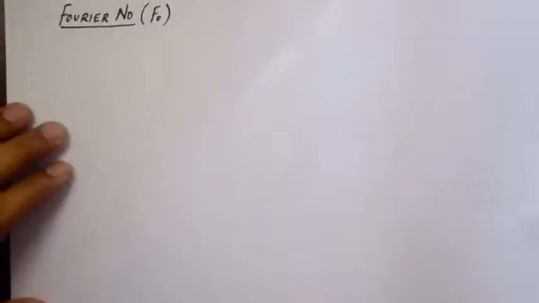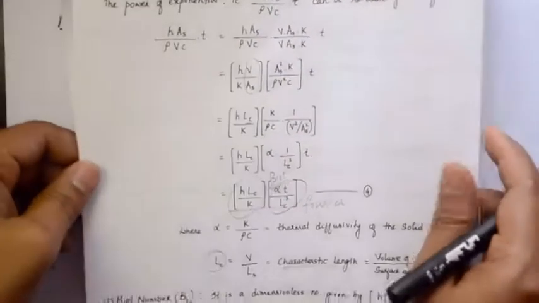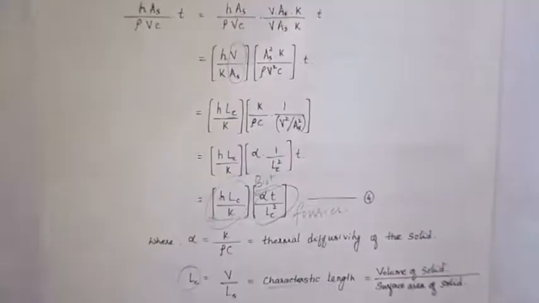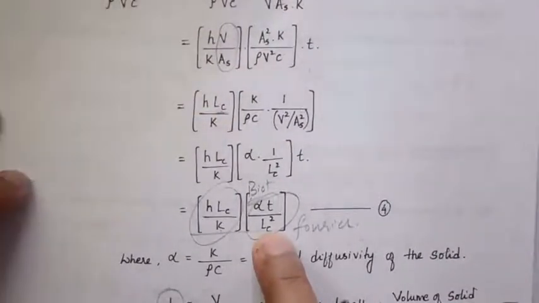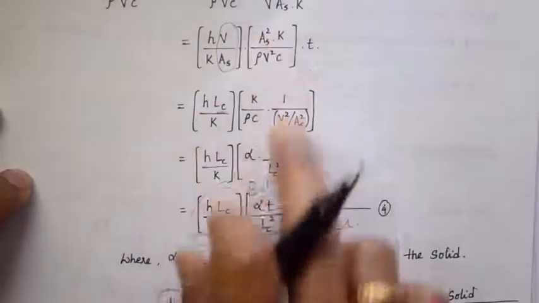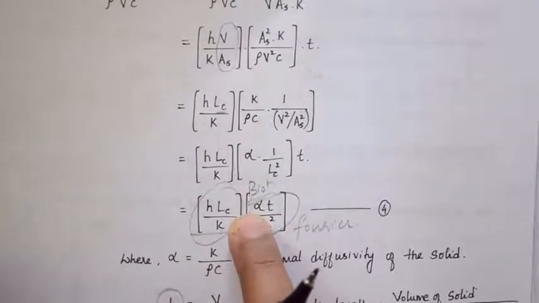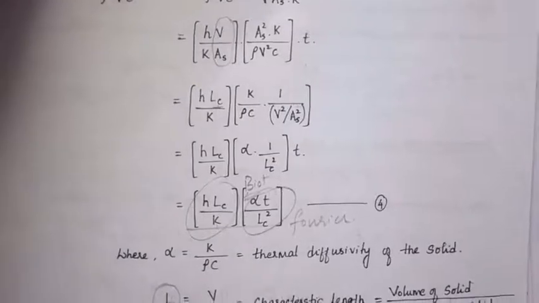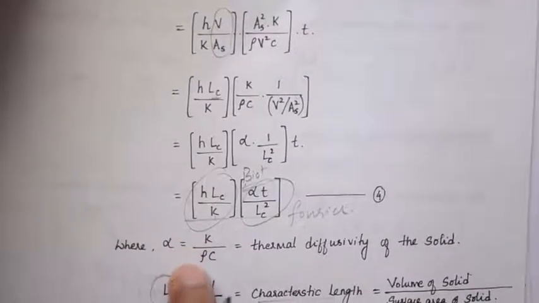The next dimensionless number is called the Fourier number, and as we saw in the previous video, the Fourier number is simply given by alpha t by Lc square, which we obtained by rearranging the terms, where alpha is called the thermal diffusivity, and the thermal diffusivity is given by k by rho Cp.